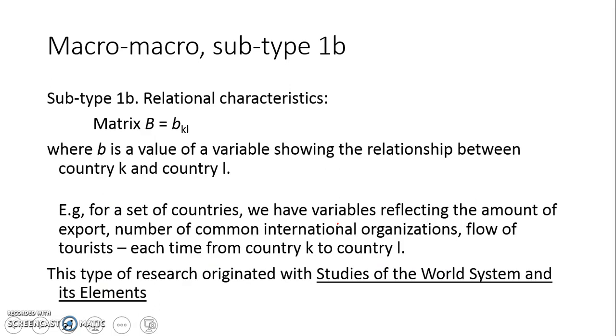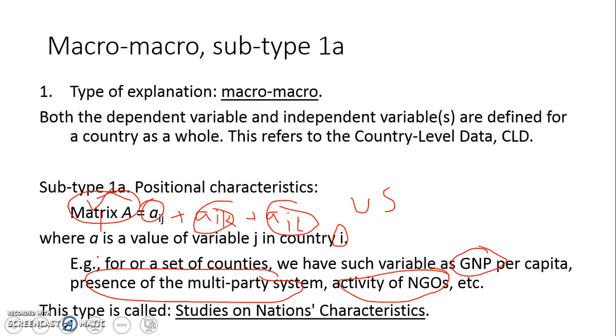Another way of doing the macro to macro typology is the subtype B, where B is the value of a variable showing the relationship between two countries, country K and country L, for example. So we're looking at how two countries are related depending on, for example, the amount of export or the number of common international organizations or the flow of tourists from country K to country L. And in either case, we're either doing something that is within country or we're doing something that is across countries.